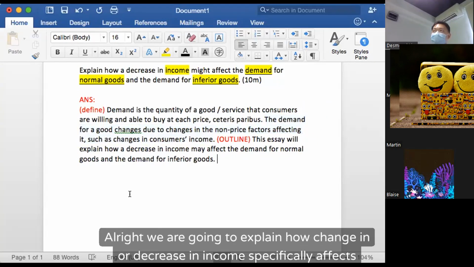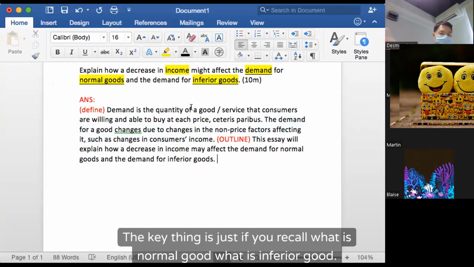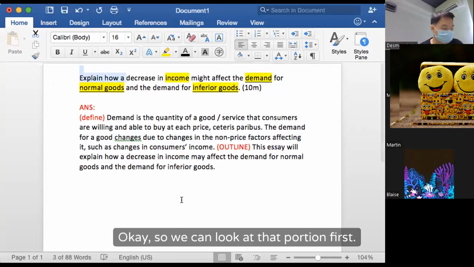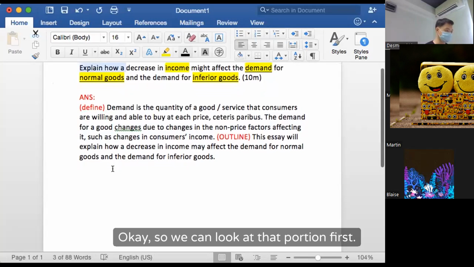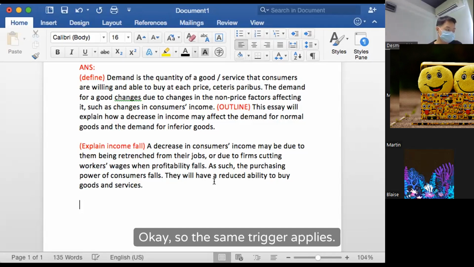We are going to explain how a change in, or decrease in, income specifically affects the demand for normal goods and inferior goods. This one is straightforward. The key thing is just if you recall what is a normal good, what is an inferior good. Either one first, but you can also explain the portion on decrease in income first. Okay, no issues. So we are going to split into four steps here because we have two outcomes. The same trigger applies.